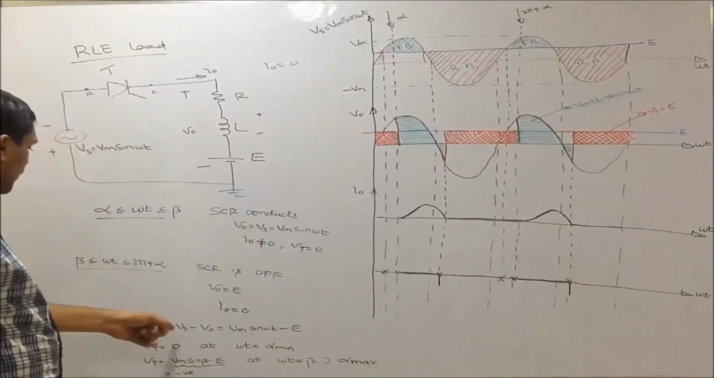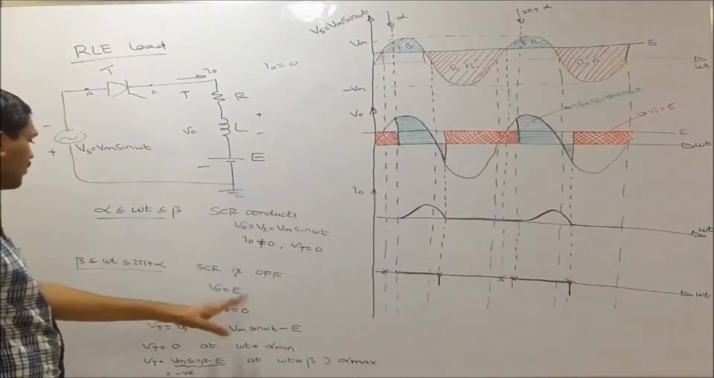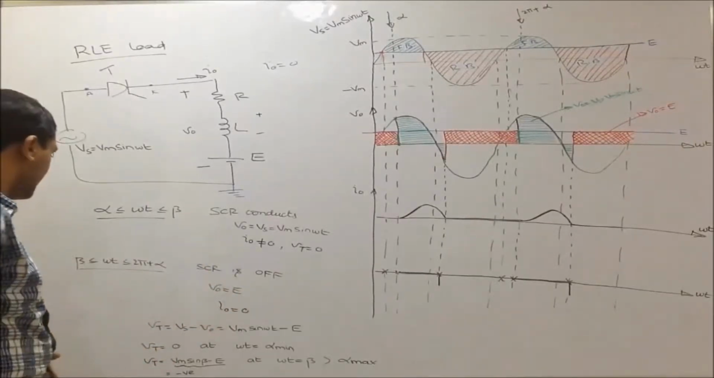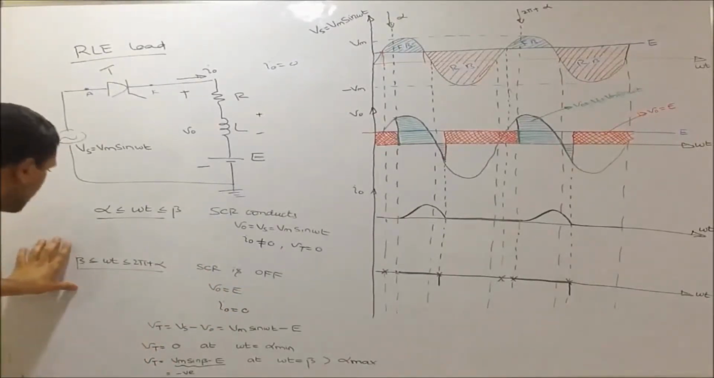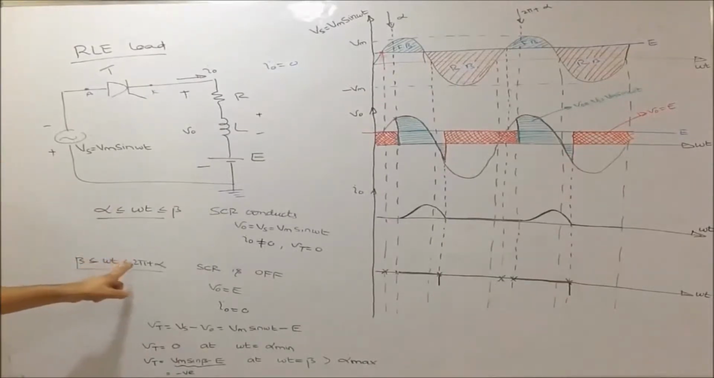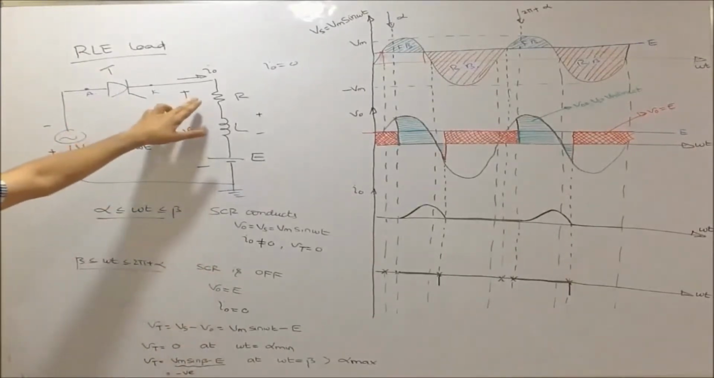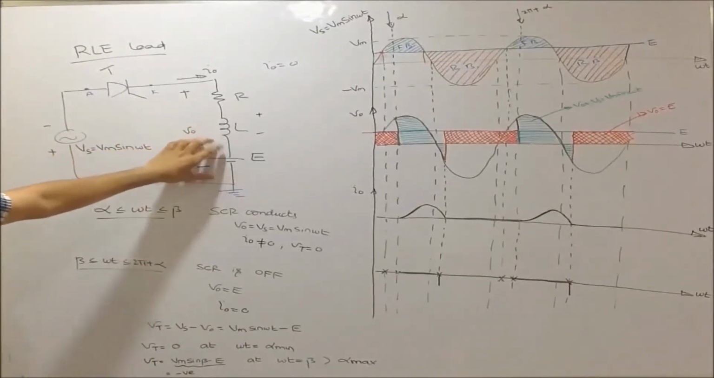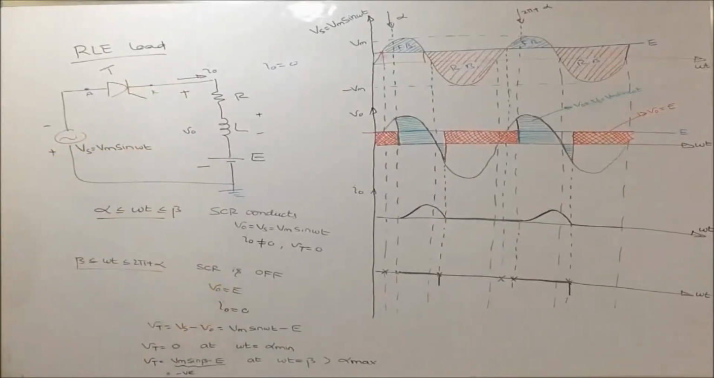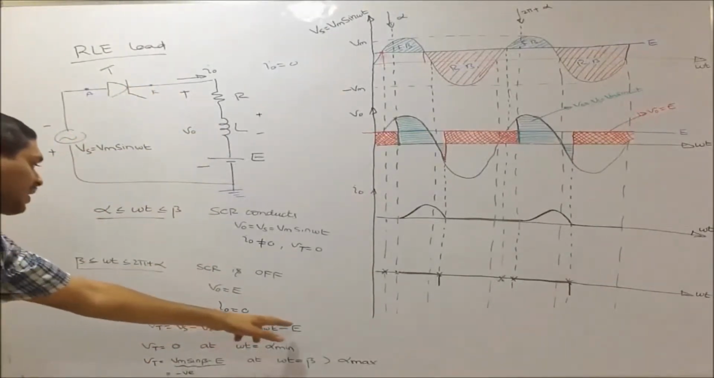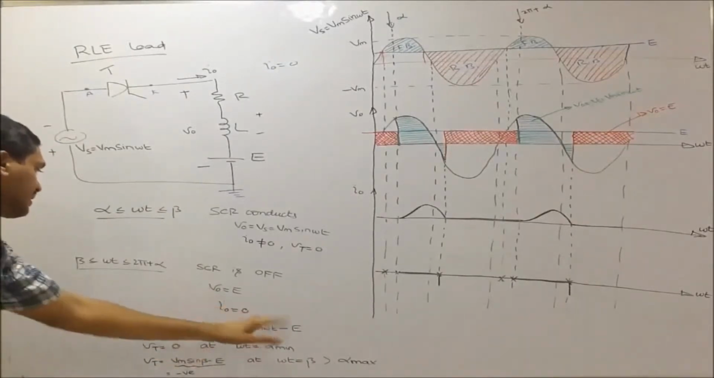Vt equal to Vs minus V naught, that is Vm sin omega t minus E. We are taking the case beta less than or equal to omega t less than or equal to 2 pi plus alpha. Here the SCR is off. My I naught is 0. The voltage across the resistor and inductor is 0. The E appears across V naught. So V naught equal to E. Now I am writing the expression for Vt. Vt is Vs minus V naught. Vs is Vm into sin omega t. V naught we have calculated, that is E.